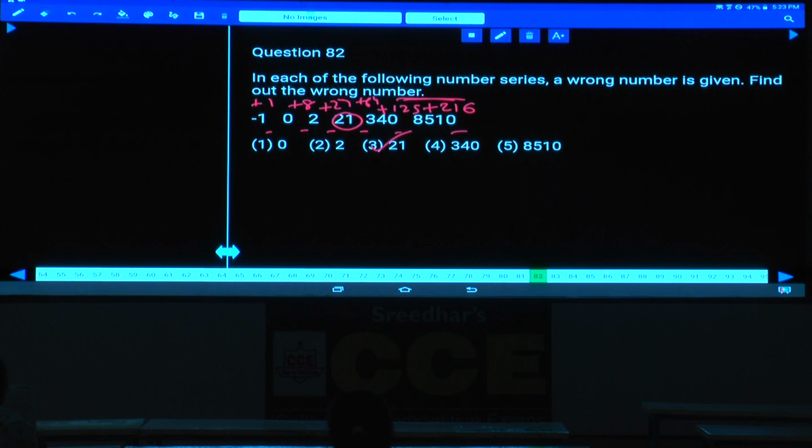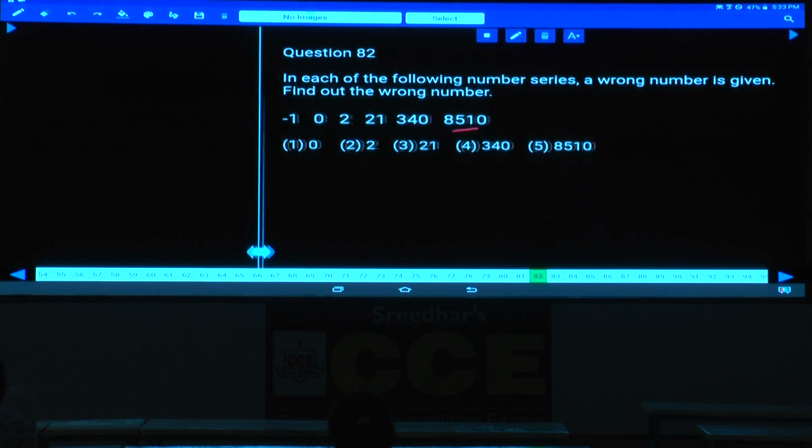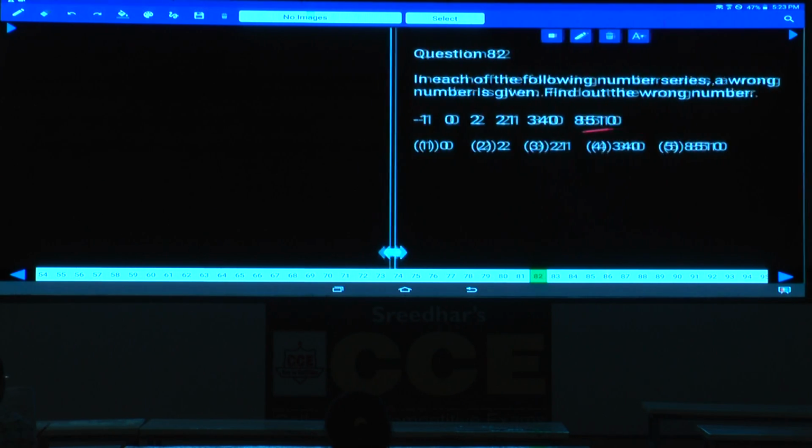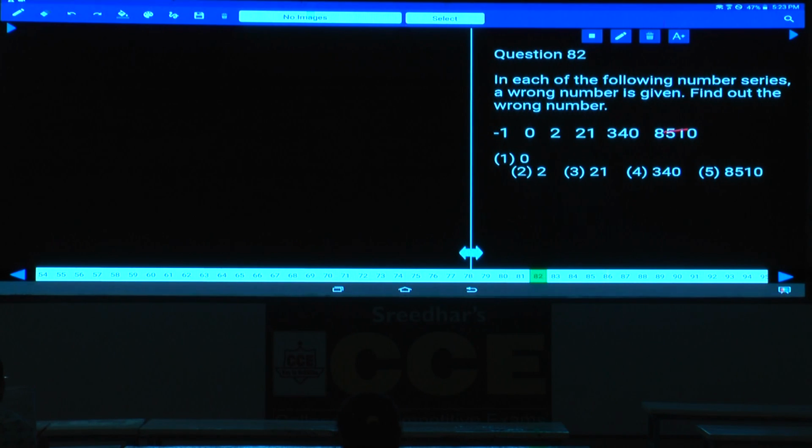Now in this question number 82, it is starting with minus 1 and it is ending with 8500. The numbers are increasing at a very fast rate, hence it must be under which category? Product or combination? Combination. Now minus 1 and 0. How can I express this one? Minus 1 and 0 can be written as minus 1 into 1. Minus 1 into 1 is minus 1. Plus 1 is 0. Isn't it?